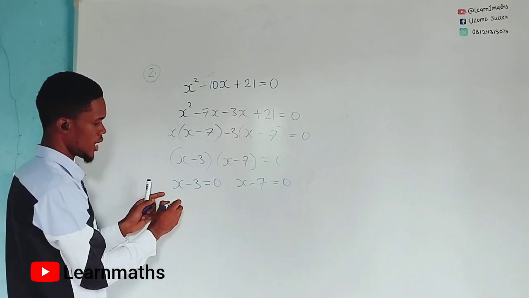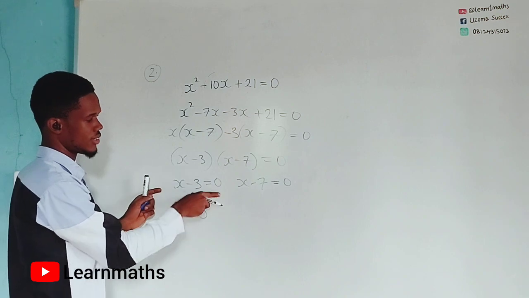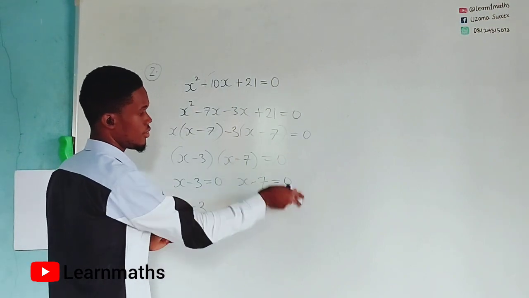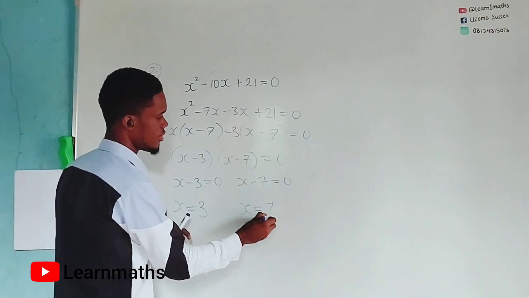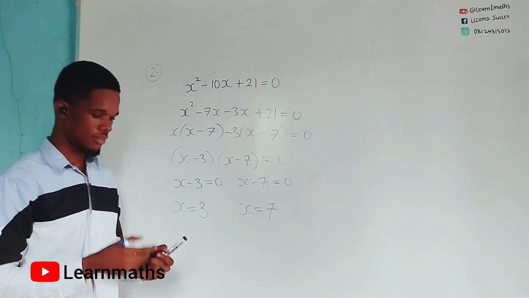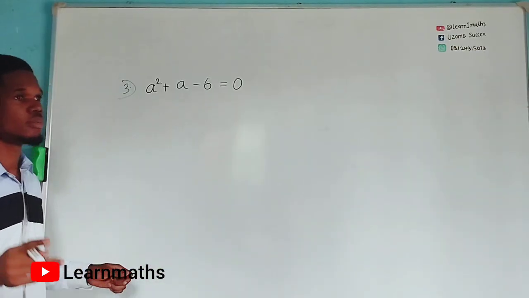On this side, we are going to have x equal to 3. If you send this negative 3 over to that side, it becomes positive, right? And if you send negative 7 over the equal sign, it becomes positive 7. So our two values for x are 3 and 7. Right, go.